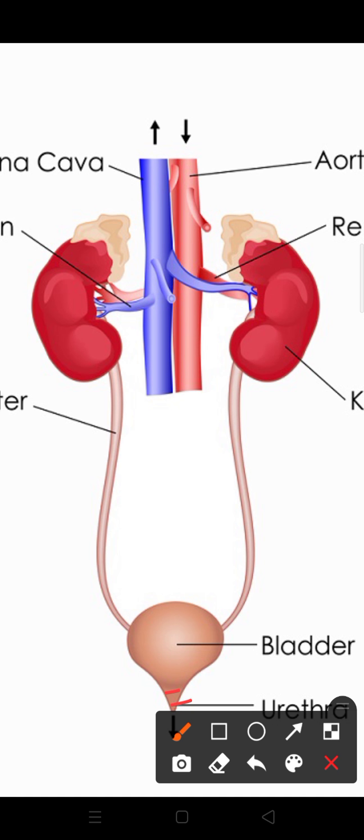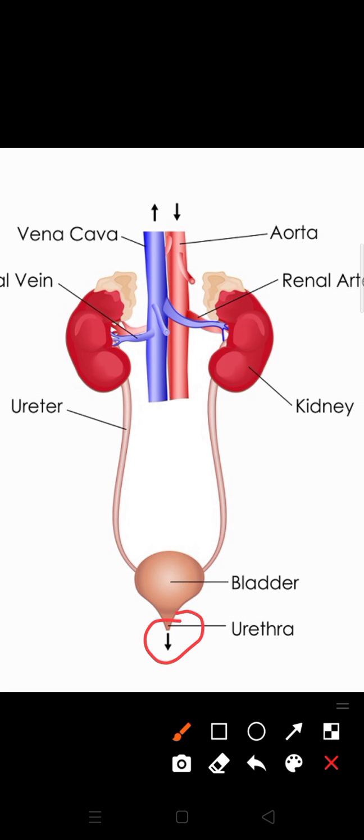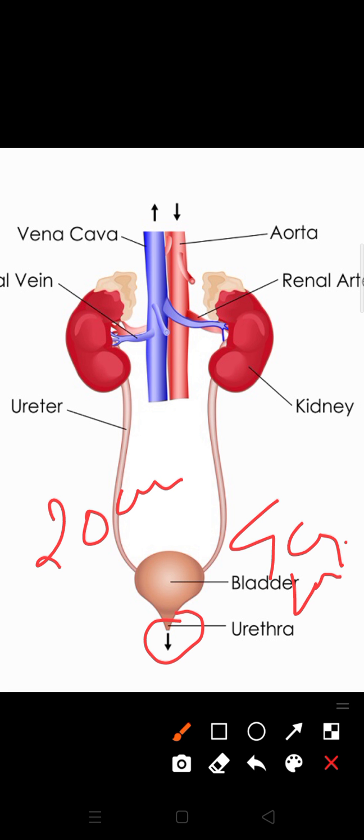Now come to the next point, the urethra, the last area of the human excretory system. It is a muscular, tubular structure which extends from the neck of the bladder to the outside. In females, it is about 4 centimeters long, but in males, it is 20 centimeters long. In males, it forms the urinogenital canal, which opens through the tip of the penis.